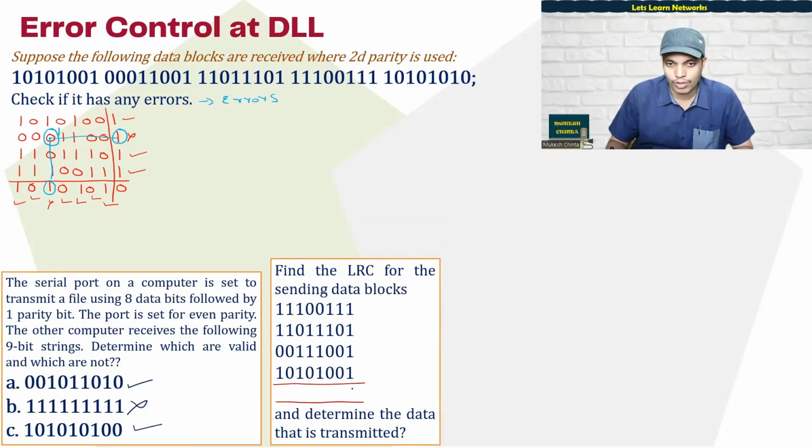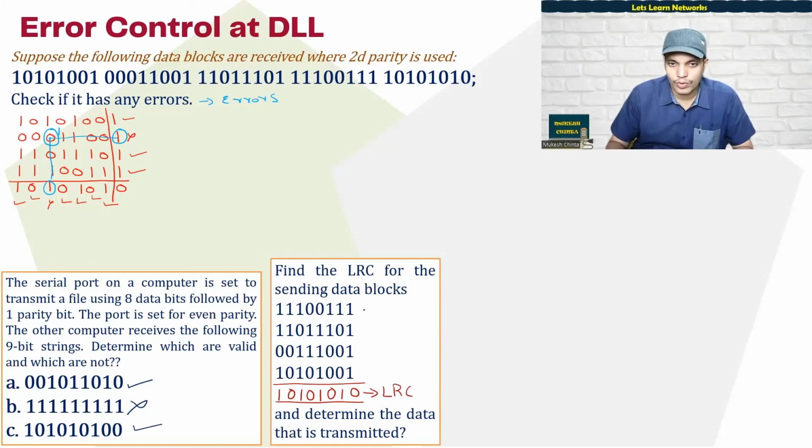1, 2, 3, 4. It is a 0 here. 1. There is only 1, so I am adding another 1. 1 and 2. So 0 here. 1, 2, 3. 1 here. 1, 2 is 0 here. 1, 2, 3. It's odd, so I'm adding another 1 here. 1, 2, 0 here. 1, 2, 3. So 1 here. So this is your LRC.